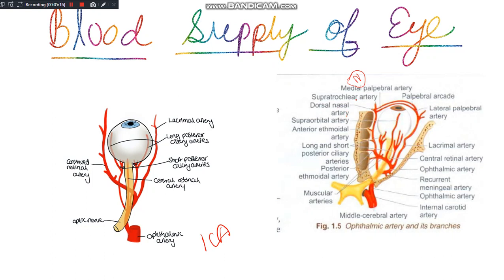Simple. Then comes your supratrochlear artery. The supratrochlear artery is also known as the frontal artery. So it will supply your frontalis muscle. Excellent. So this is one more artery. The dorsal nasal artery and the supratrochlear artery, these two are the terminal branches of the ophthalmic artery. So we learned two more arteries.